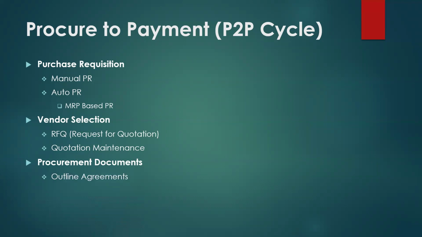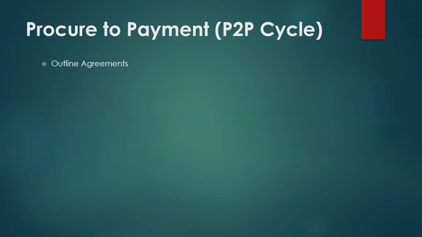One is outline agreements, another one is scheduling agreements. Let's go through what outline agreements and scheduling agreements are. Mainly, outline agreements are two types. One is contract agreements, another is scheduling agreements. Contract agreements are again of two types: quantity based contracts and value based contracts.